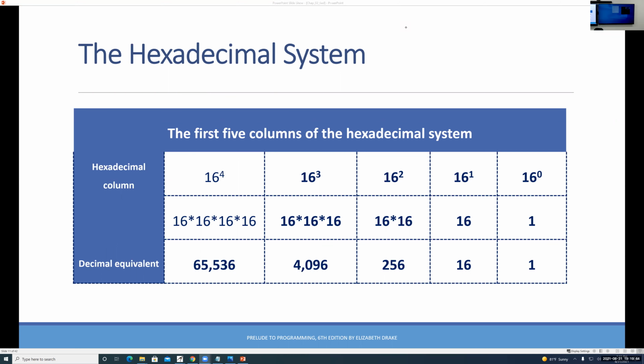This one is a hexadecimal. All right. So we have the first column. 16 raised to 0, you have 1. The second one, 16 raised to 1, you have 16. The third one, 16 raised to 2, that means 16 times 16, you have 256. The fourth one, you have 16 times 16 times 16, you have 4096, and so on here. Right?